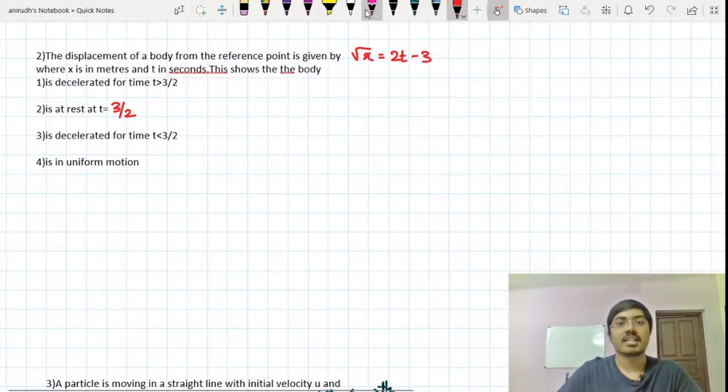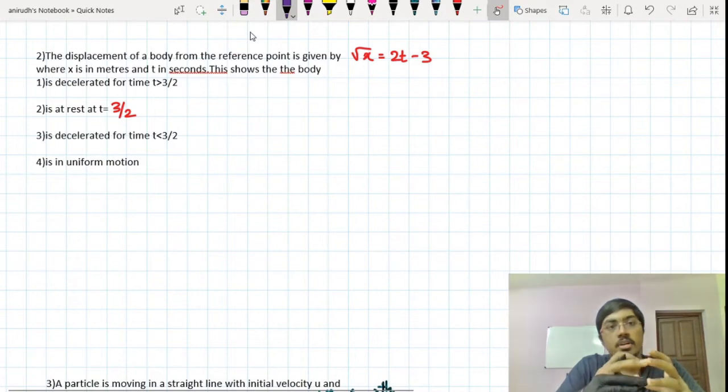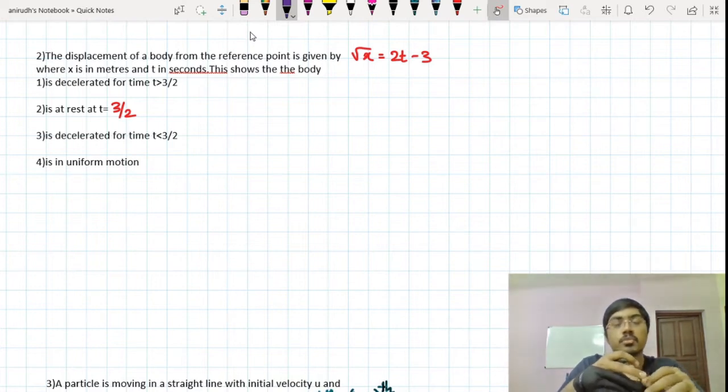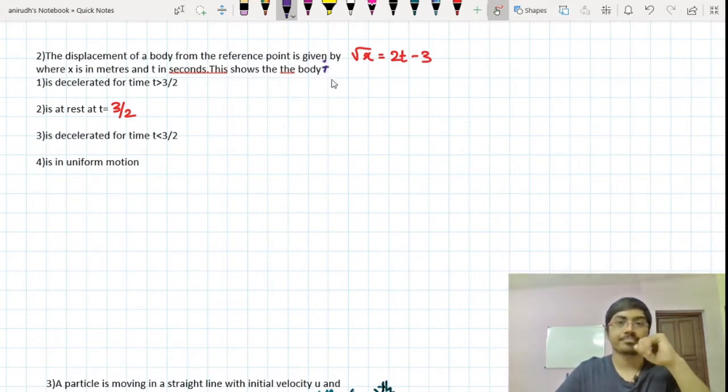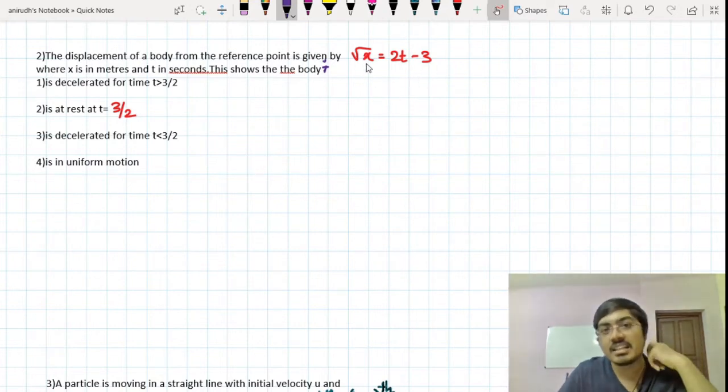This is the next question that we have. The displacement of a body from the reference point is given by root x is equal to 2t minus 3, so x is a function of time, right? Where x is in meters and time is in seconds. This shows the body is, right? We need to choose from these options. Do you find a catch here? We'll try to solve this in the best way possible.